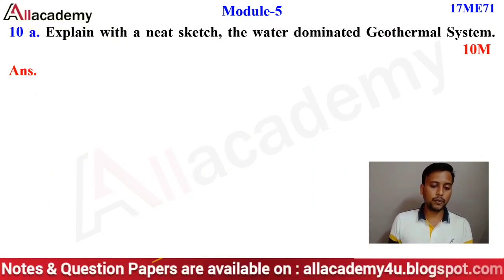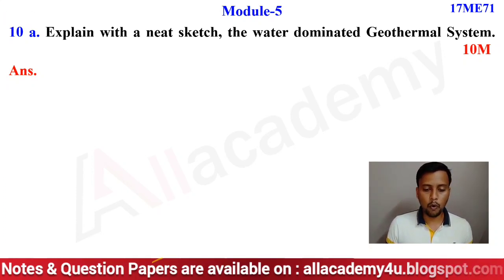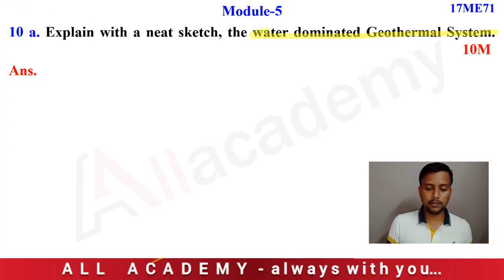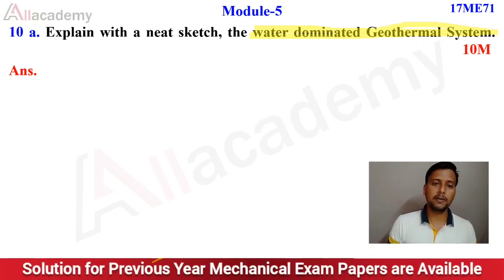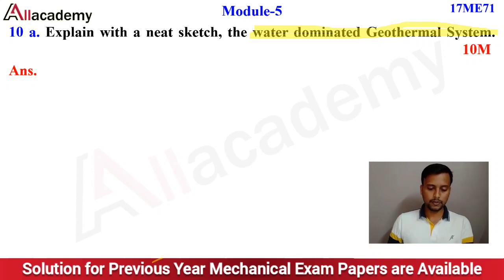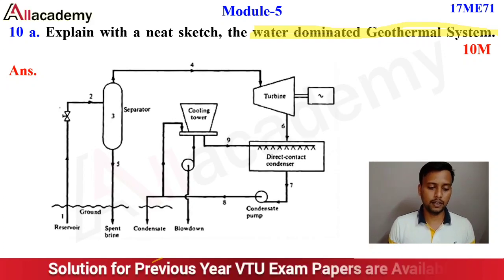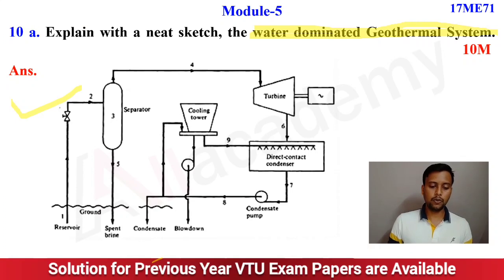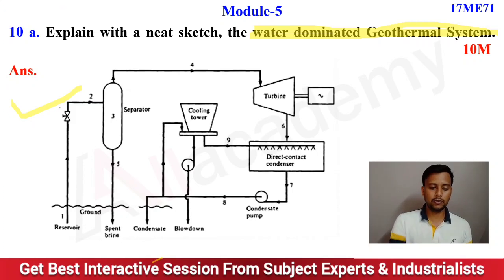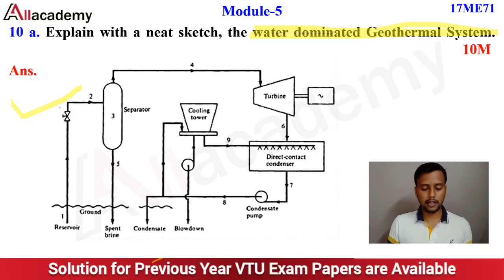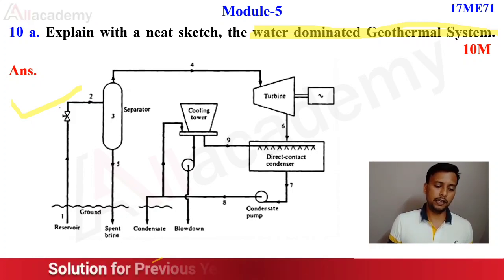The last main question in module 5 of the question paper was: explain with a neat sketch the water dominated geothermal system. Many students have not attempted this question, they have attempted the 9th question. So the answer for this one is here, a figure. Those students who attempted this question and drew this figure can explain easily, because they will know all the components: separator, cooling tower, turbine, then a direct contact condenser, pump, generator. You know how they will work, so you can explain it.